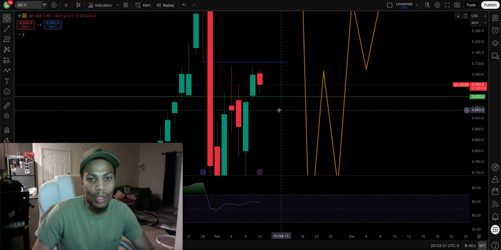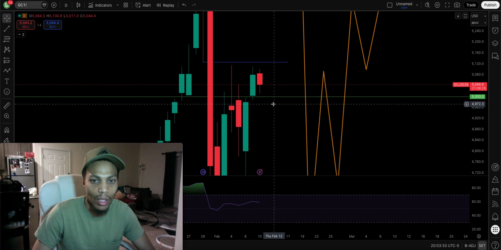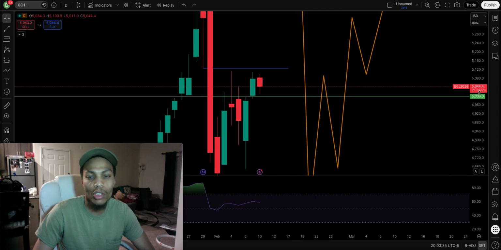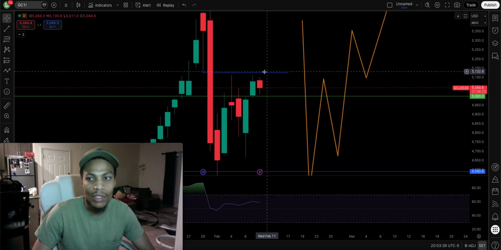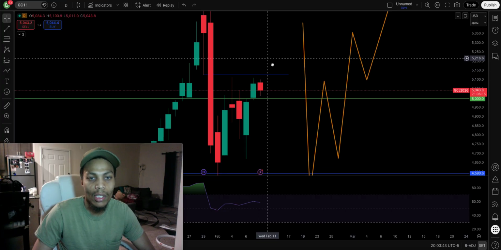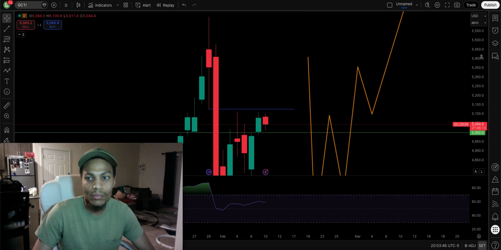We don't want to see it break back below, because if it breaks back below 5,000, then we could be seeing gold continue to push back down. But as long as we can remain above 5,000 and push above this resistance level, turning it into support, then we could be seeing price continue to go back up higher.